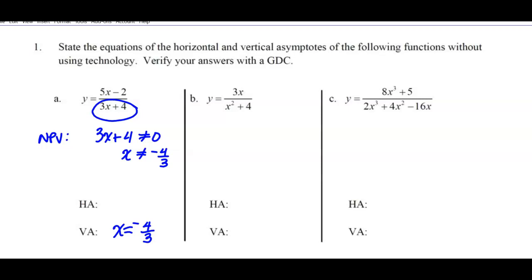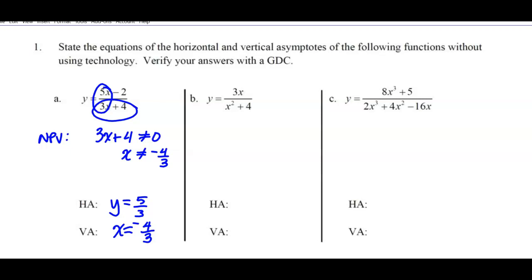Then for horizontal asymptotes, remember, check the degree of the numerator and denominator. If they're the same degree, it's the ratio 5x over 3x, which is just the ratio of the coefficients, 5/3. So y equals 5/3. And that's all we're asked to do here.